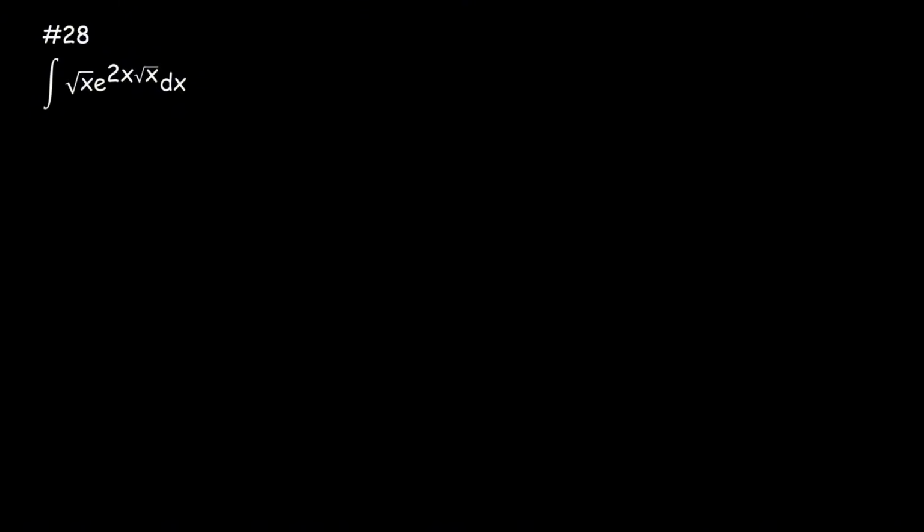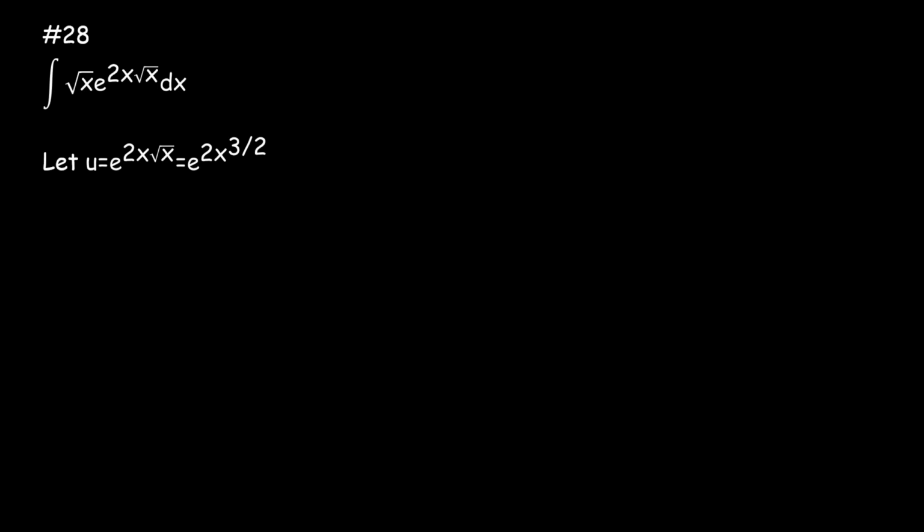Question number 28. We have the integral of square root of x e to the power 2x square root x dx. If we take a look at the power 2x square root of x, we can see that they have common bases. We can simplify using the law of indices. So if we let e to the power 2x square root x be equal to u, we simplify it. It will be 1 plus a half, which is basically 3 over 2. So that will be e to the power 2x to the power 3 over 2.